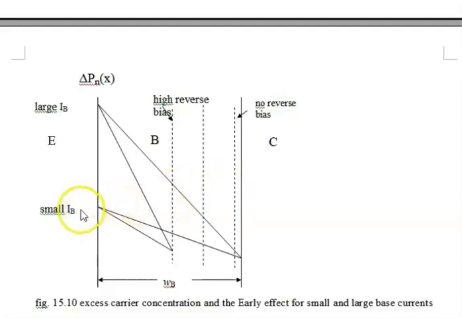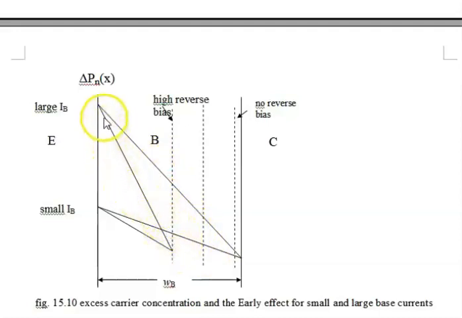First, let's start at a small IB at the emitter base junction. We have a small number of excess carrier holes. We have three reverse biases. First, no reverse bias, which is equilibrium, which is this point right here. Actually, this point probably should be here. It really doesn't matter. When we increase the reverse bias, this point moves to here. And then at high reverse bias, it moves to here.